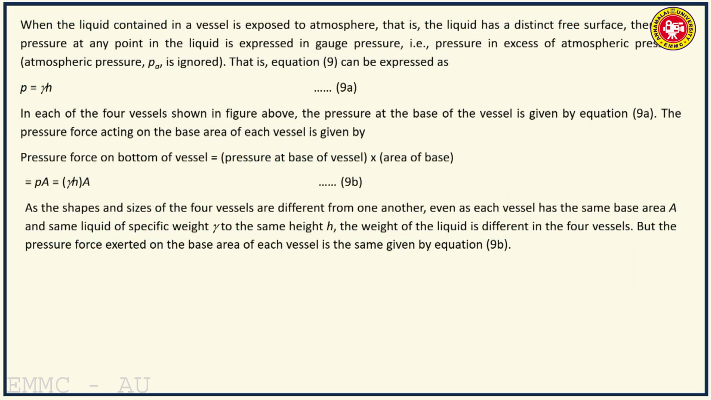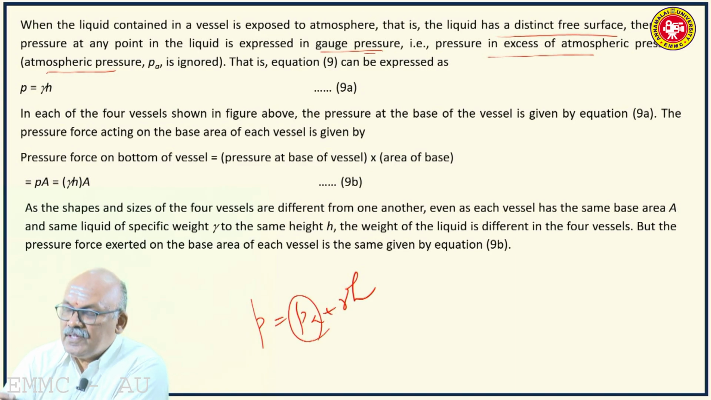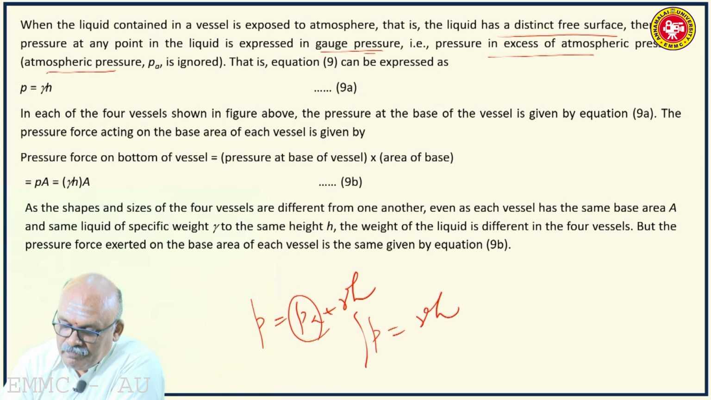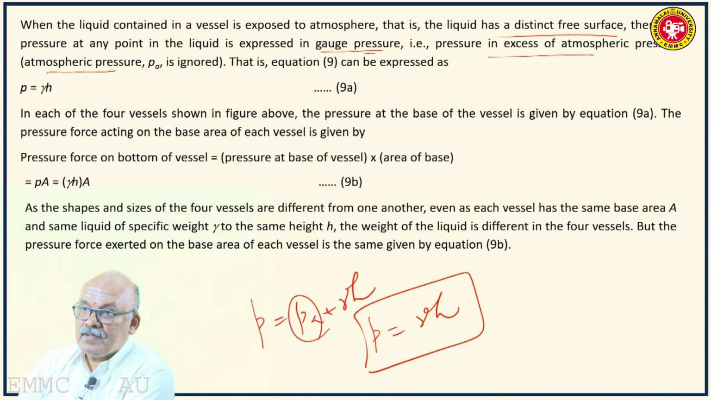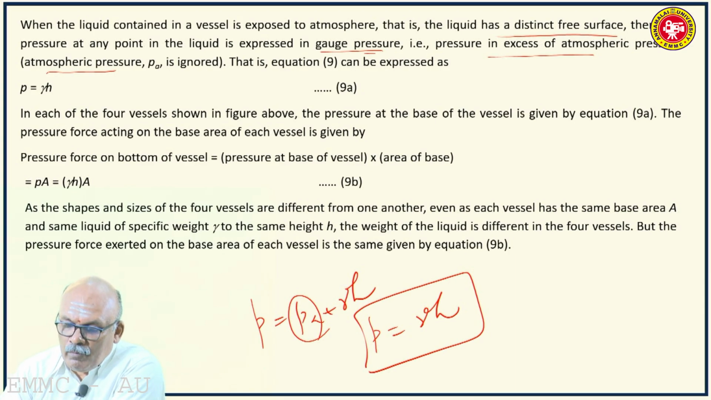Now when the liquid contained in a vessel is exposed to atmosphere, the liquid has a distinct free surface, then the pressure at any point in the liquid is expressed in gauge pressure, that is pressure in excess of atmospheric pressure. That is, we derived P is equal to Pa plus gamma h. So the atmospheric pressure is constant, so let us ignore that. Let us consider only the pressure which is in excess of atmospheric pressure. So when you consider P is equal to gamma h, it is enough if you express like this. We ignore the atmospheric pressure. Atmospheric pressure can be taken as 0, even though strictly it has a value. Let us consider only the pressure which is in excess of or below atmospheric pressure.